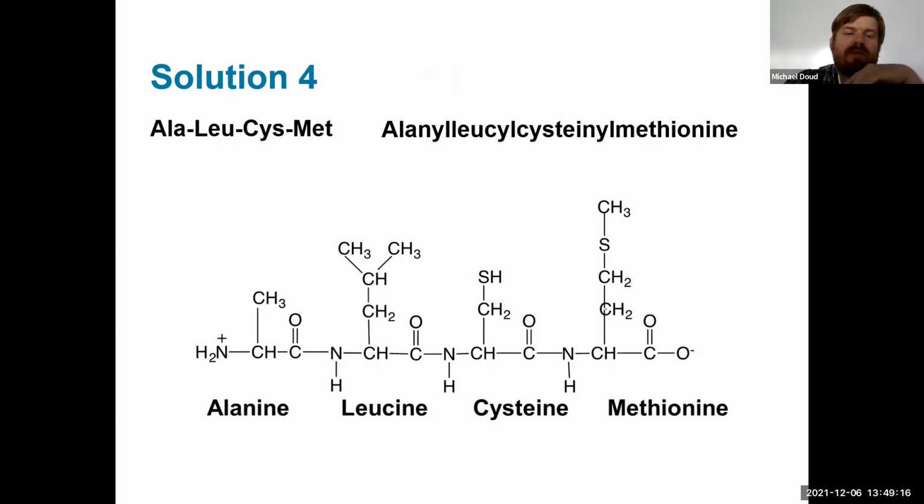Okay, so the way that you would do this is, first off, ALA-LEU-CYS-MET. Those are the 3-letter abbreviations for our amino acids. And then follow it up by changing the names here. So alanine becomes alanyl, leucine becomes leucyl, cysteine becomes cysteinyl. I know that's confusing. And then methionine stays methionine because it's at the C-terminus. So alanyl leucyl cysteinyl methionine.